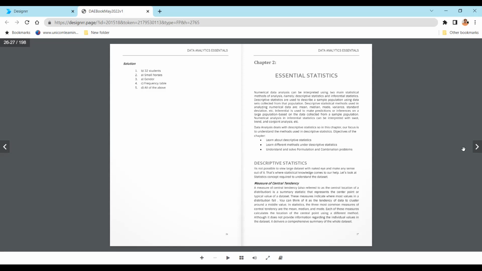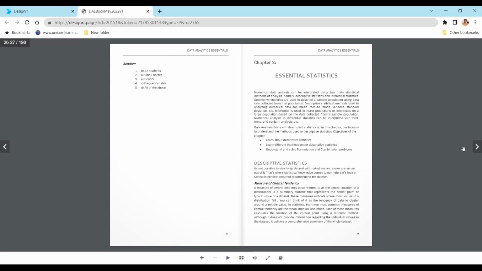Okay. So that's called inferential statistics. But descriptive statistics is where you work with the entire data set. Okay, you work with the entire data set. Yes. Okay, so for now we'll focus on essential statistics, which is mostly descriptive statistics.